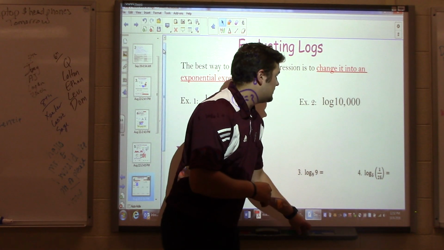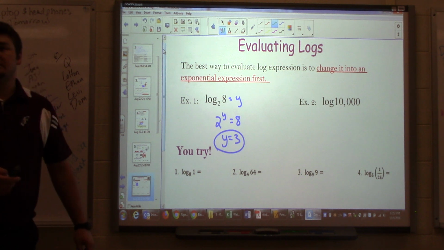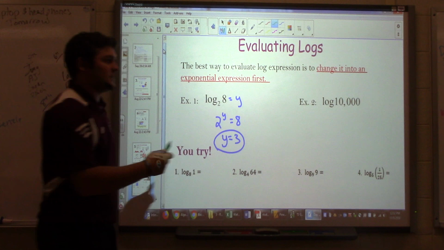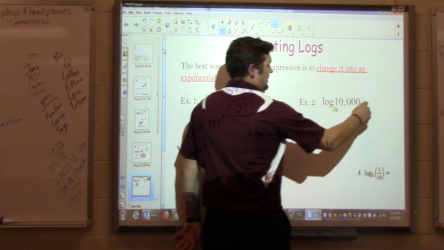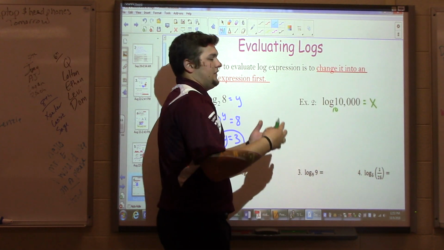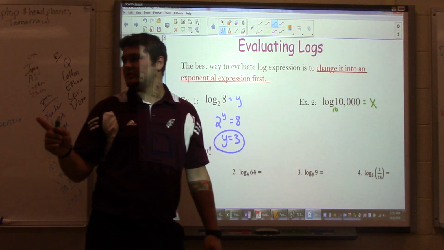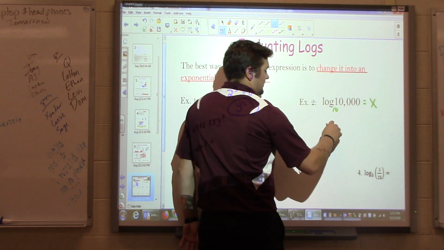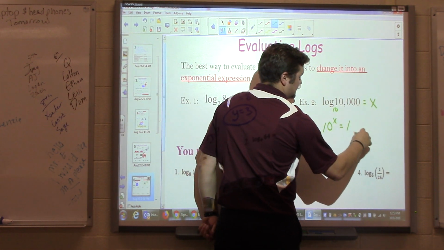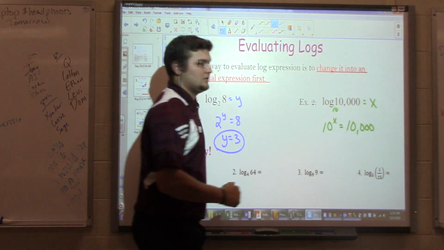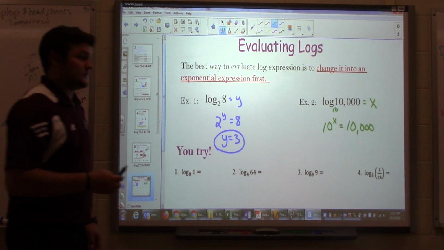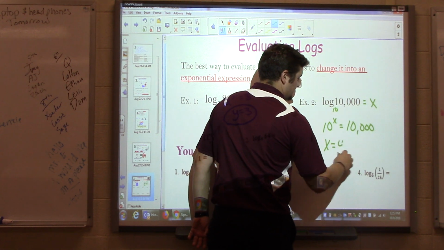Alright, log of 10,000. There's no base there. What's my base? 10. We said any log without a base is base 10. So once again, I'm going to let it equal x, a variable. So 10 to the x equals 10,000. So what should x equal? 4. So x equals 4.